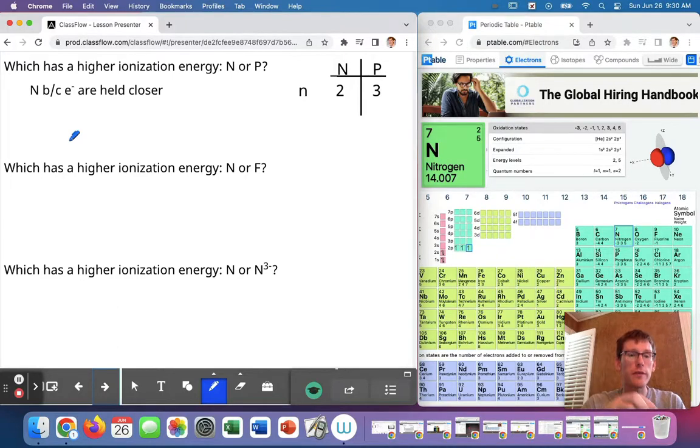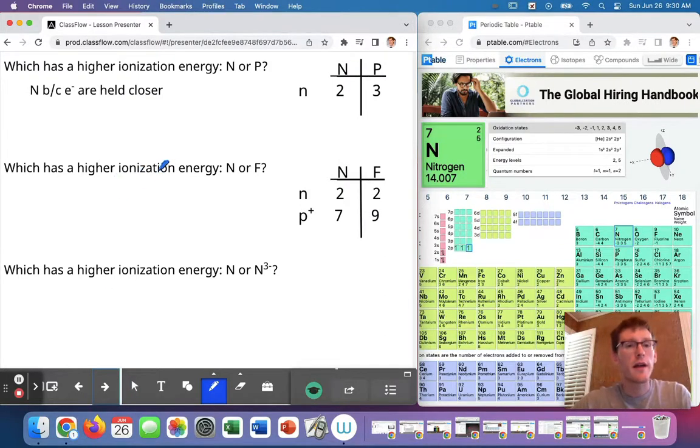So if we've got, say, the nucleus of a nitrogen atom and the valence electron, maybe there's this distance between them and there's some attraction between them. And if I want to ionize this, I need to pull the electron away. Well, if we're talking about phosphorus, then the nucleus is going to be here and the valence electron is going to be here. There's a bigger distance between them because phosphorus has more shells, and it's going to be easier to pull away this valence electron. It doesn't require as much energy to remove it.